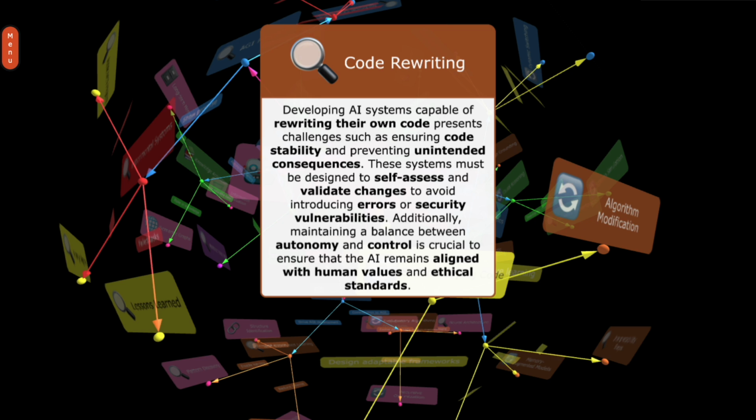Developing AI systems capable of rewriting their own code presents challenges such as ensuring code stability and preventing unintended consequences. These systems must be designed to self-assess and validate changes to avoid introducing errors or security vulnerabilities. Additionally, maintaining a balance between autonomy and control is crucial to ensure that the AI remains aligned with human values and ethical standards.